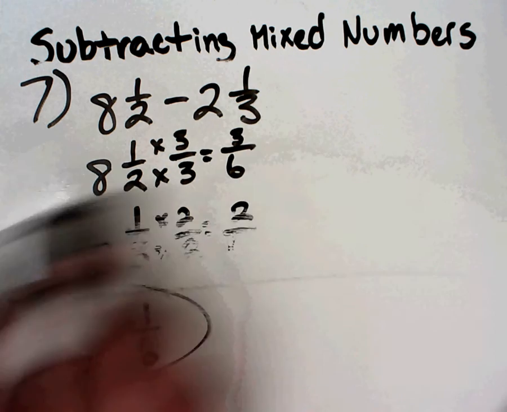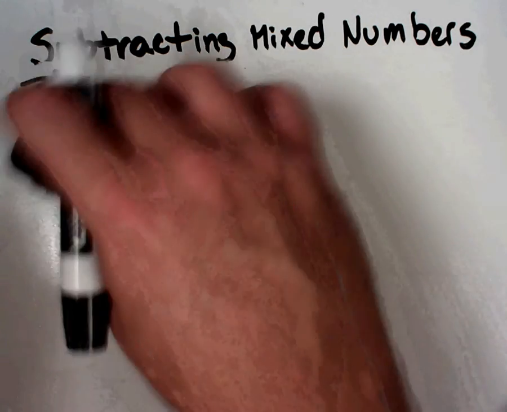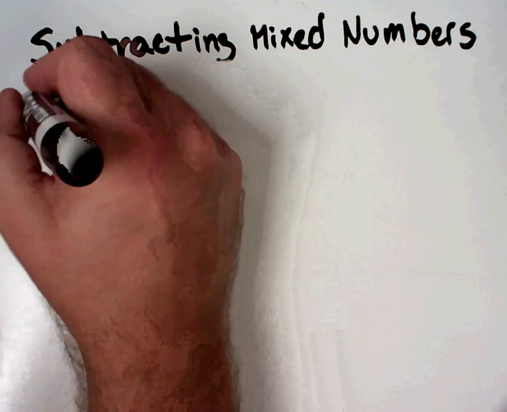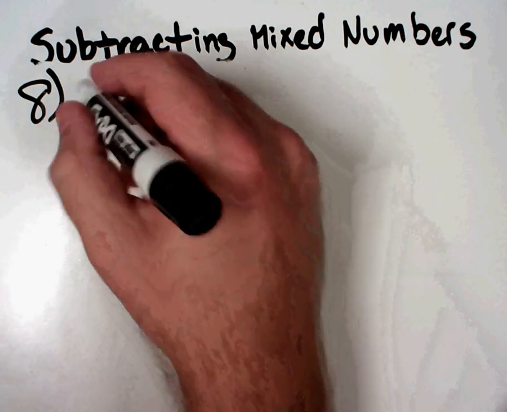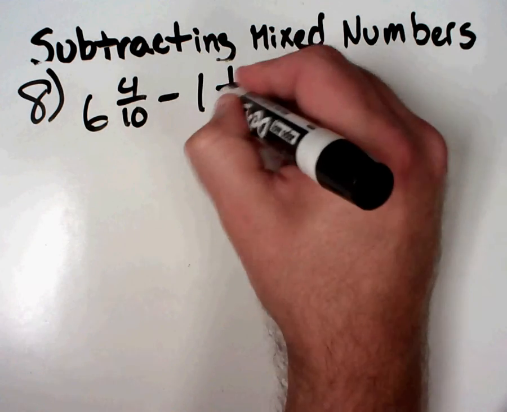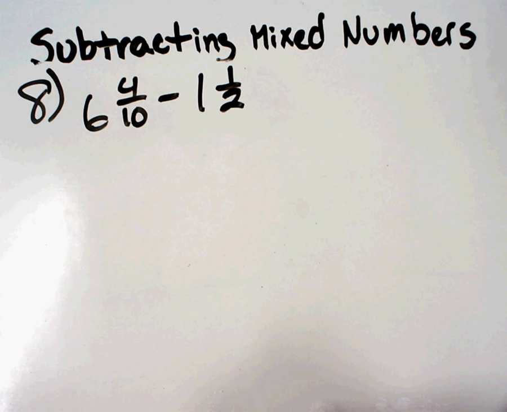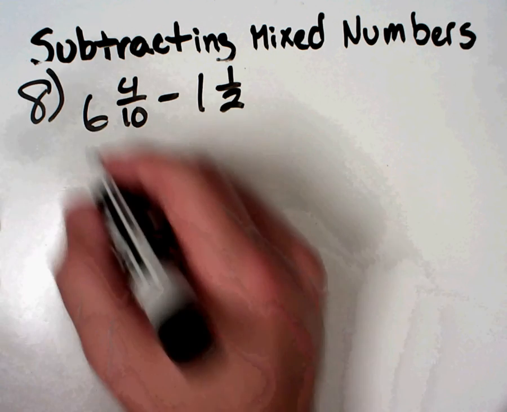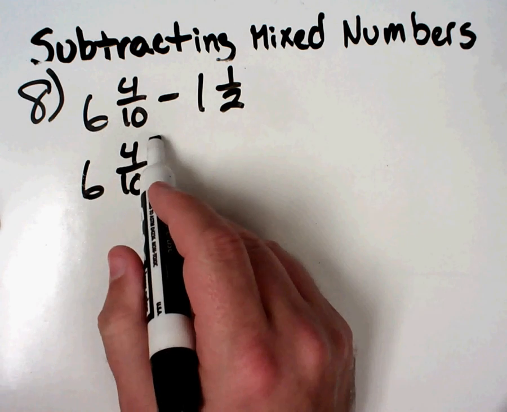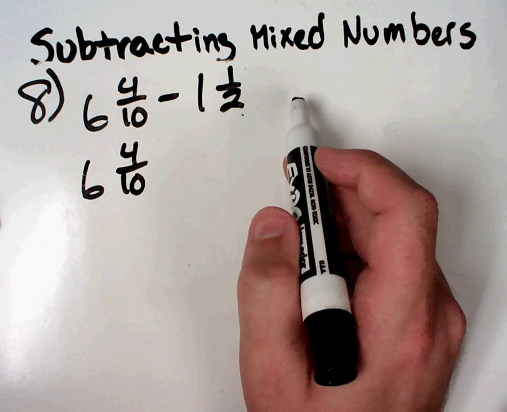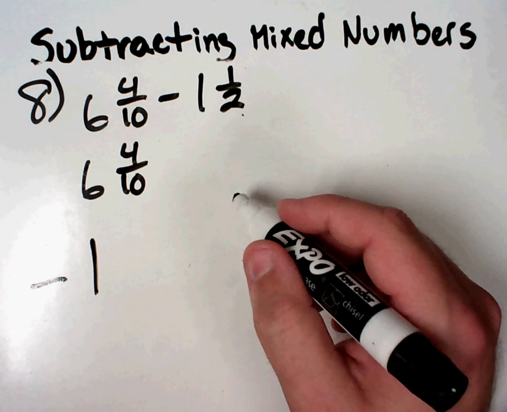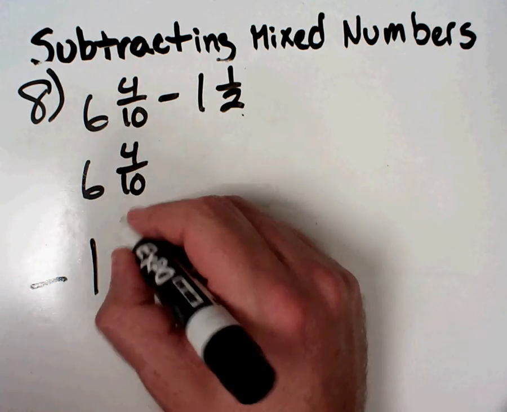All right, on to number 8. So number 8, 6 and 4 tenths minus 1 and 1/2. Once again, we could use 10 as our common denominator here and just multiply 2 times 5. We could do that, but I want to stay consistent with our process because I know some of my students are struggling with this process a little bit. So I want to stay consistent.